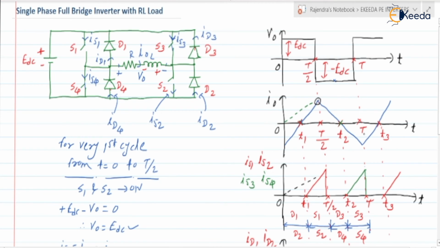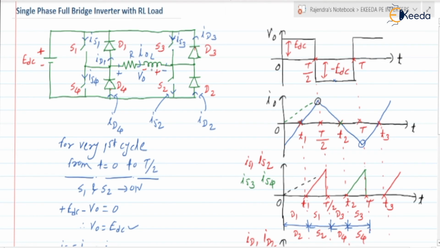If you check at capital T, the current flowing through the inductor, that is I0, was negative and a non-zero value. Current is negative means the direction of the current flowing through the inductor was from right to left. And when we turn off the switches S3, S4, what will happen?